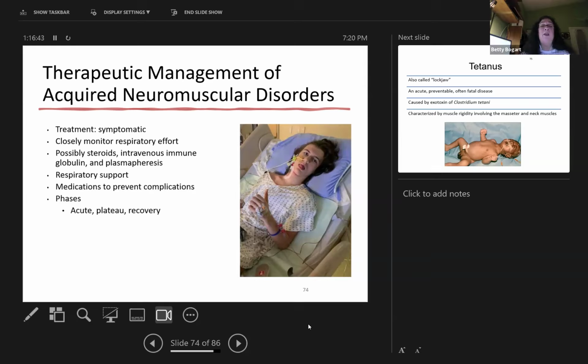The treatment of this one is, of course, a ventilator, taking care of those lungs, steroids maybe, and IVIG, boosting that immune system. And plasmapheresis also cleans up the blood. And then again, we're going to see all of a sudden it goes to the bottom, and they're probably going to need therapy because they're going to be weak after that.